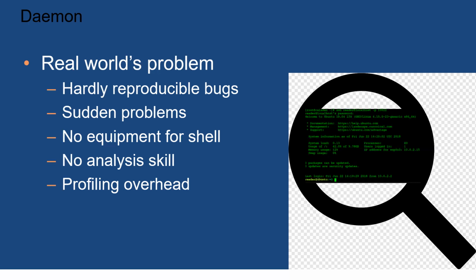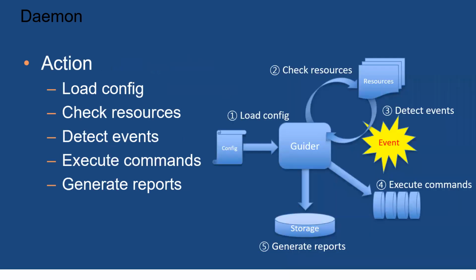For this purpose, Guider runs as a system daemon at all times and monitors system status and activities. Based on a threshold for a predefined resource or event, specific commands are automatically executed to handle them. The specific operation is shown in the figure.